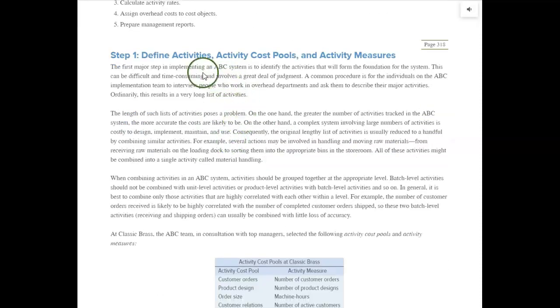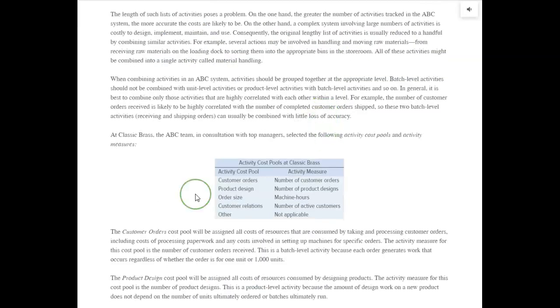The first one, let's define activities, the pools, and the measures. So here we go. Now, a cost pool is an activity where we're going to accumulate cost. You can see the ones we have in this example. Customer orders, that will cause some cost to be incurred. Product design, order size, customer relations, and then we have an other. If we have extra overhead, we cannot classify in these other cost pools.